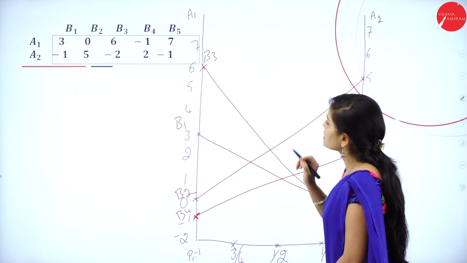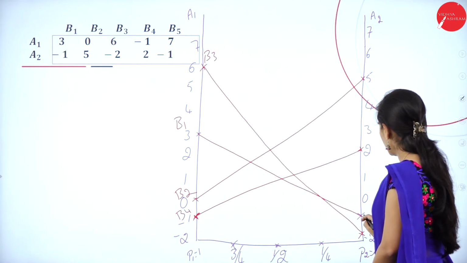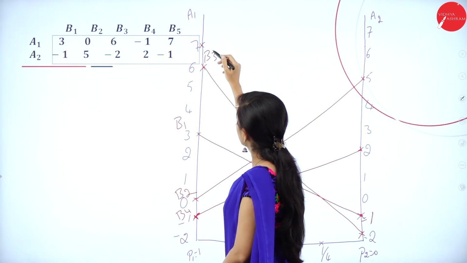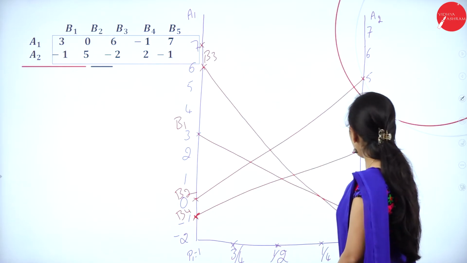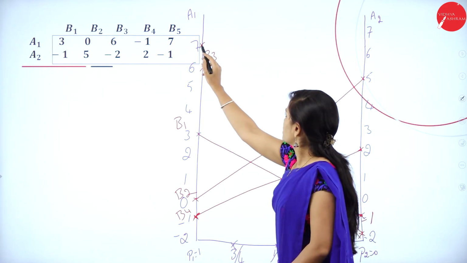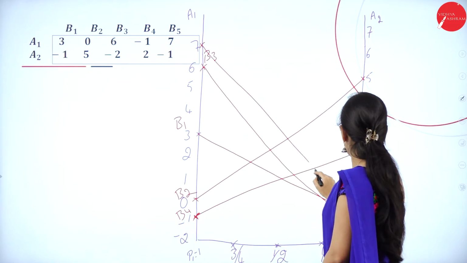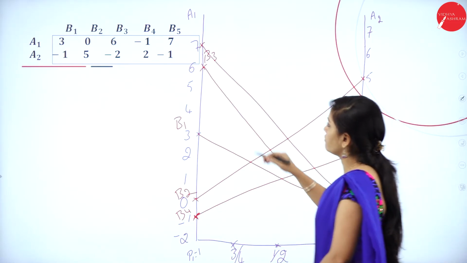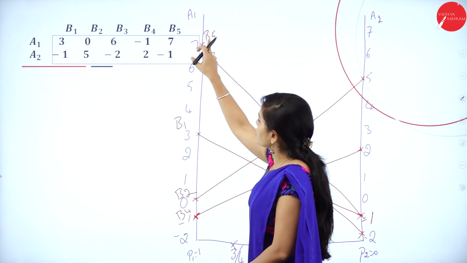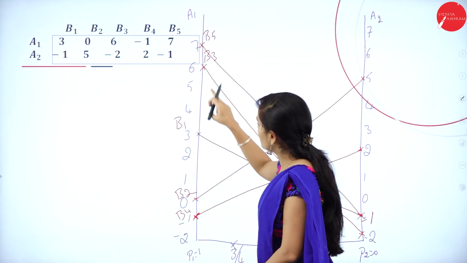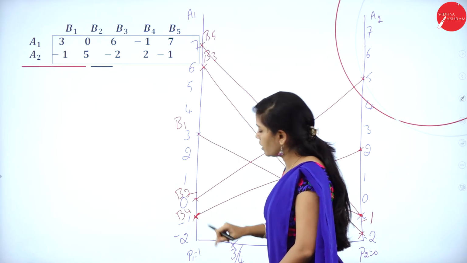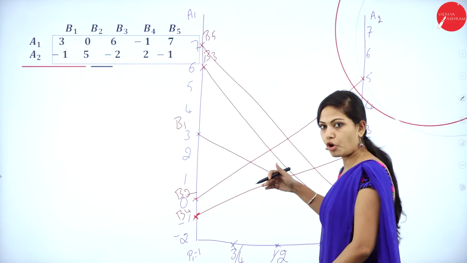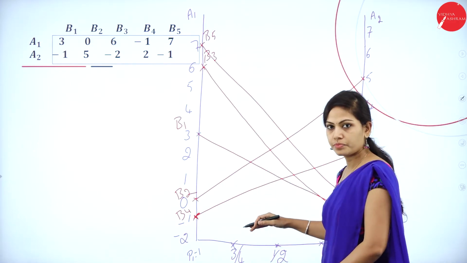And the last one, 7 and -1. So this is -1 and again 7 is this point. Join this 7 and -1 point. So now I have joined all the points. This line is B5, this is B3, B1, B2 and B4. So now select the highest point on the lower bound.